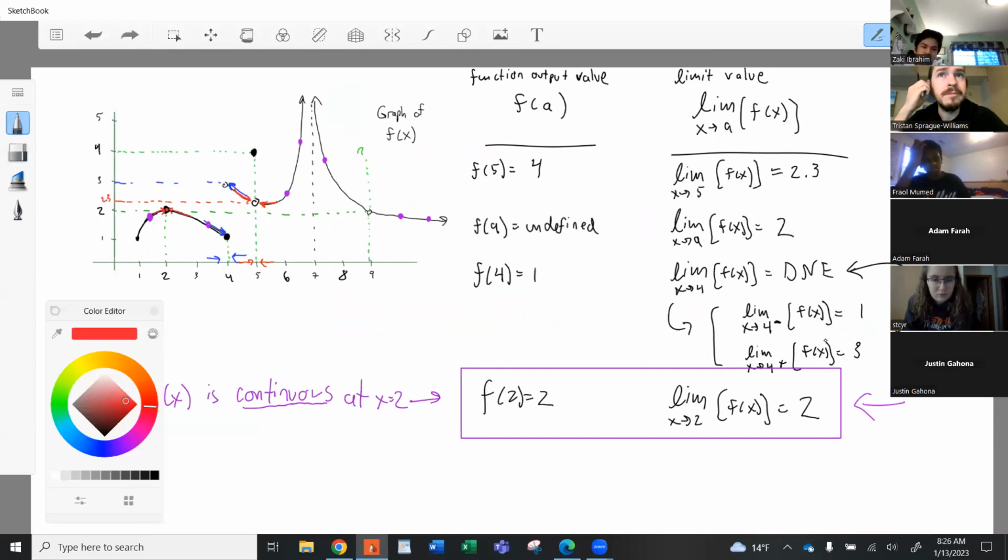Could I ask something about that? Of course. So you say f of 5 equals 4, but that's for the function output. But then for the limit, you're using a different point. That's right. Shouldn't you just say f of 5 is undefined, and then the limit as x approaches 5 of f of x equals 2.3? Shouldn't it be undefined and then 2.3? Shouldn't you use the same point?